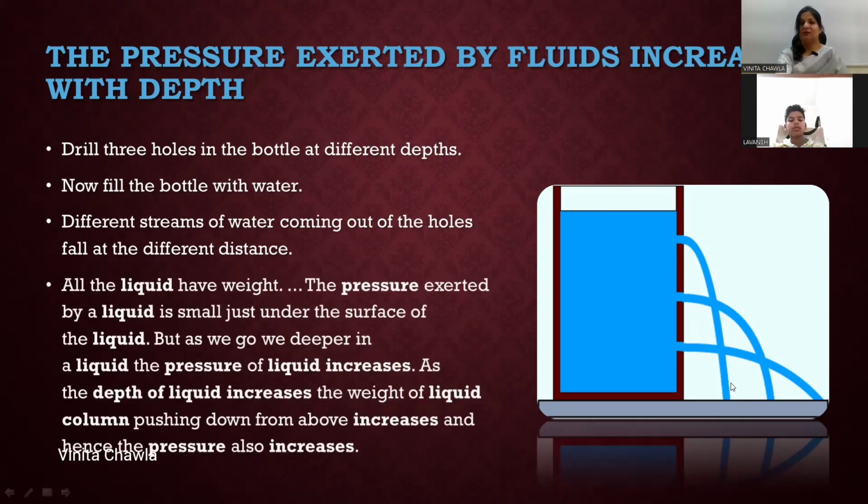All liquids have weight. The pressure exerted by a liquid is small just under the surface of the liquid. But as we go deeper and deeper in the liquid, the pressure of the liquid increases. As the depth of liquid increases, the weight of the liquid column pushing down from above increases and hence the pressure also increases. Okay? Easy? Should I change the slide? Yes.